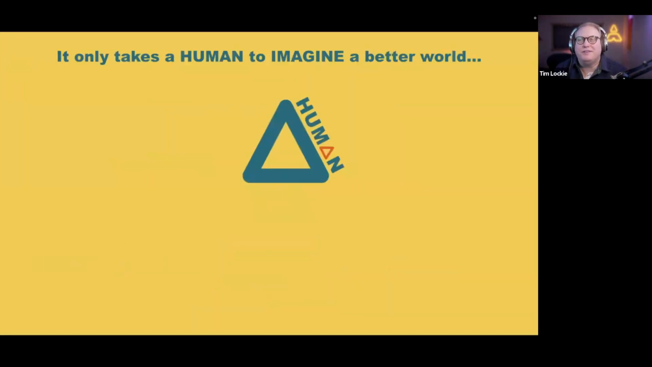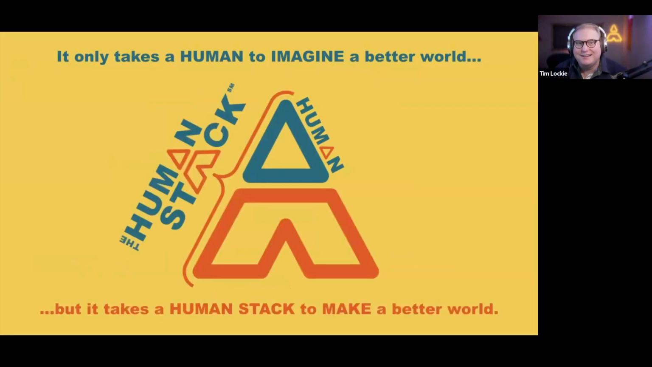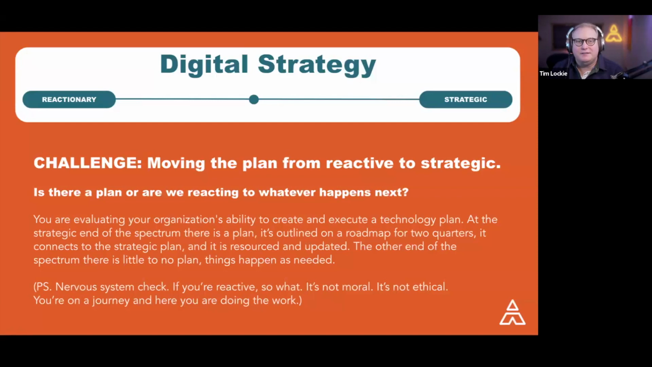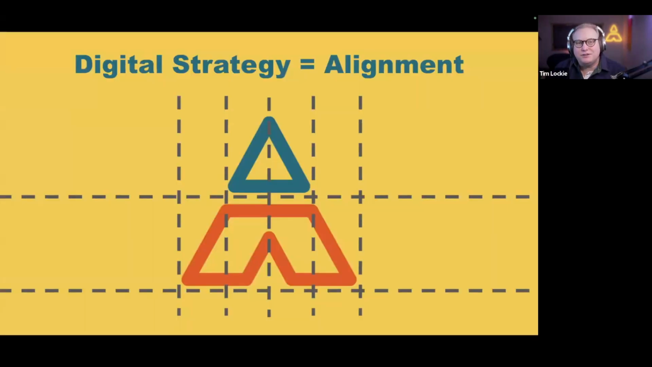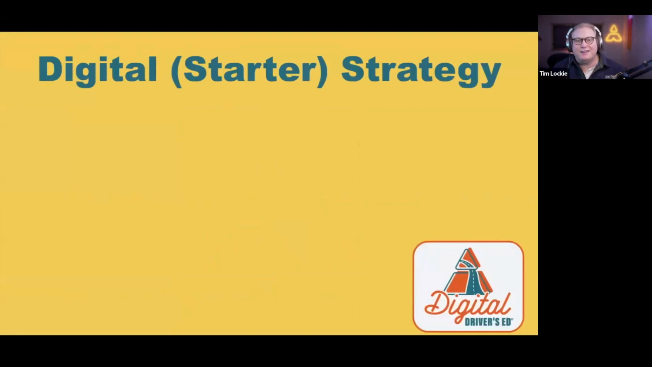One way of thinking about this is that it only takes one human to imagine a better world, right? That's easy, but to actually make a better world, you need more than one person. You need a stack. Two people is the smallest you can have a human stack with. The first one of those is digital strategy. You should think of digital strategy as alignment: the leader is very aligned with the driver.